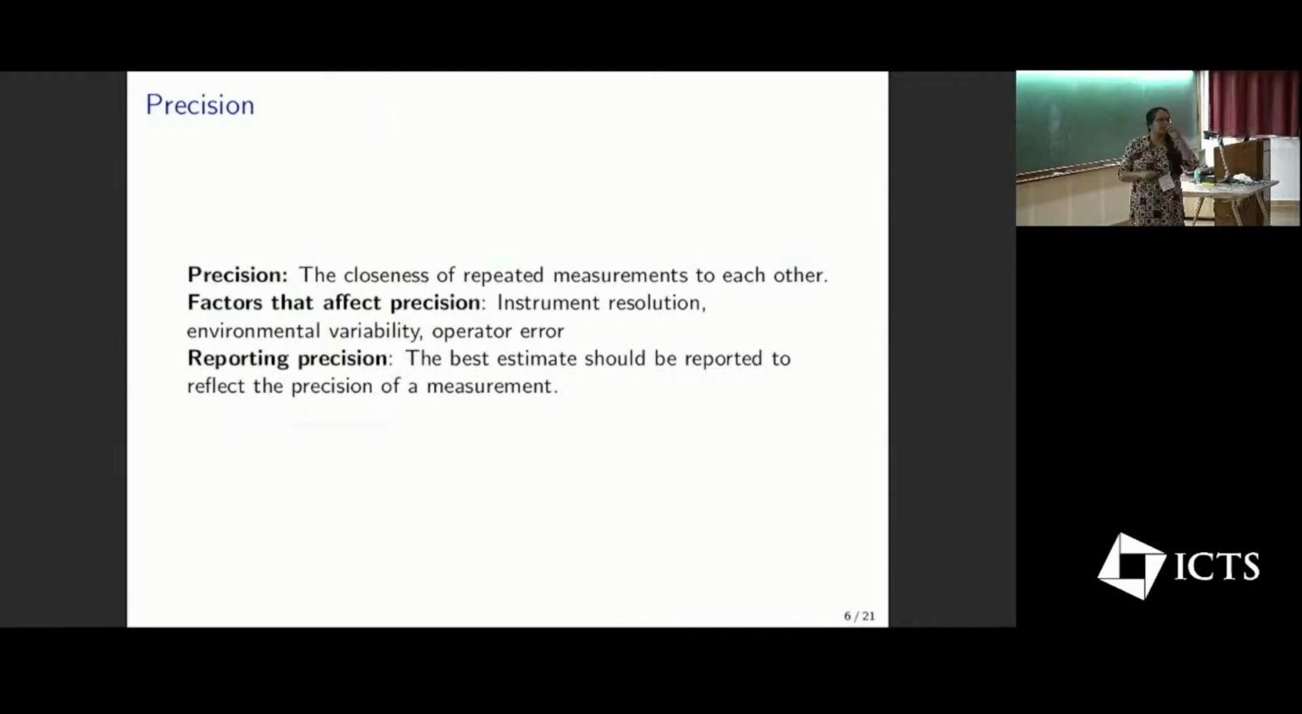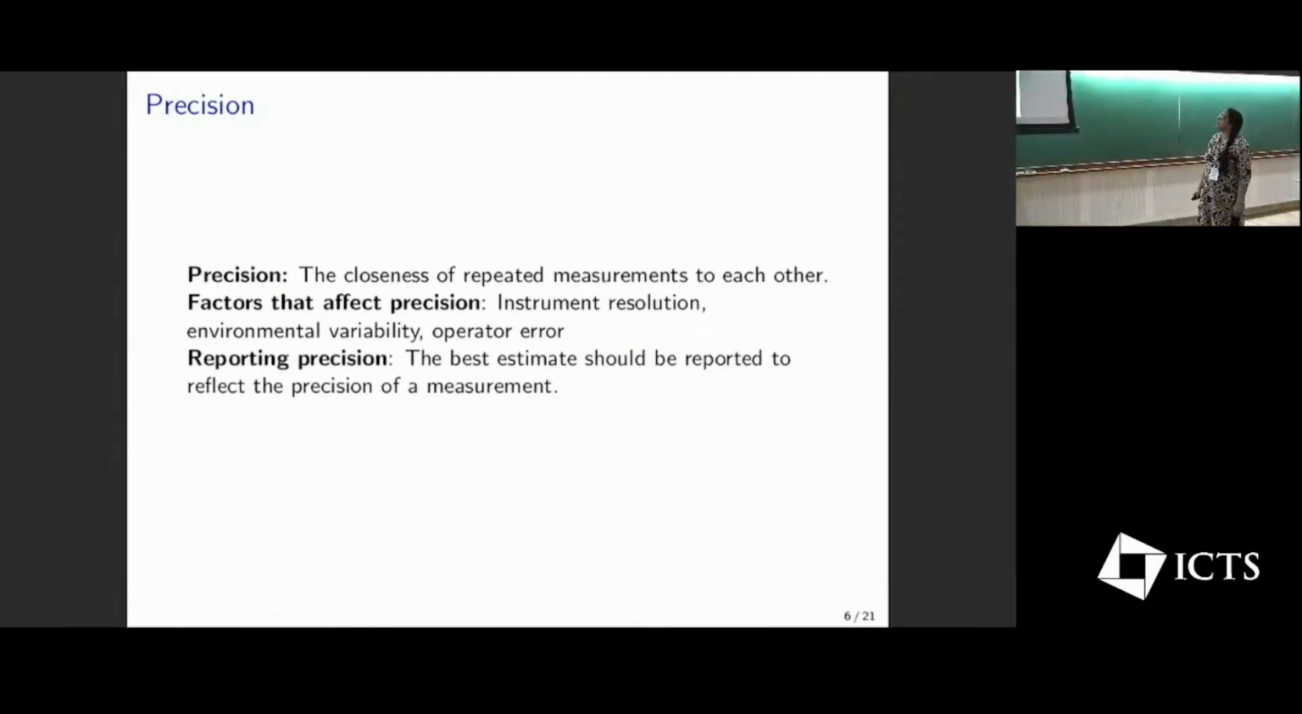Okay, so let's unpack each of these things and try to get a better feel of all of them. These are just some definitions. I'm just repeating the closeness of repeated measurements to each other as precision. And precision can, of course, be influenced by various factors. Those of you who are doing the Kibble balance will know that the precision of your experiment is dominated by what?